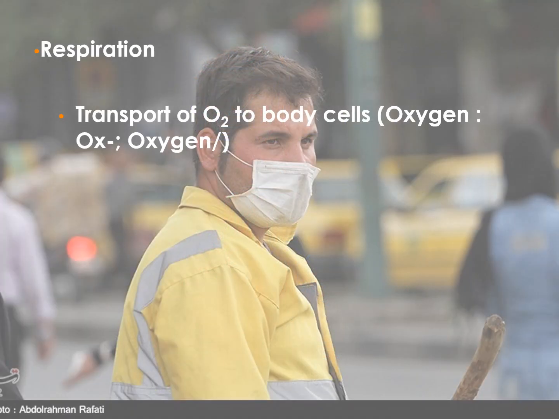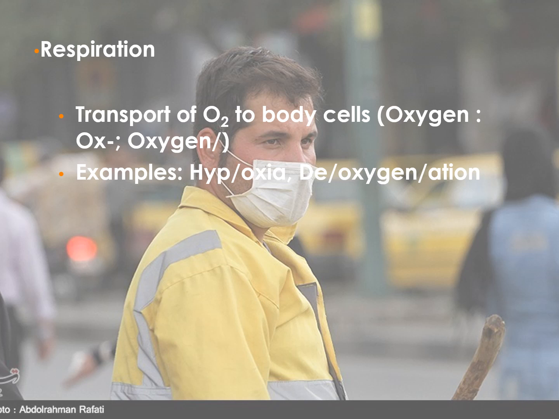So the function of the respiratory system is for respiration, and that is the transport of oxygen to the body cells. The combining form for oxygen is ox or oxygen. Examples are the ox in hypoxia and the oxygen in deoxygenation. So recall the meanings of your prefixes hypo and de. Hypo means below or decrease. De is to remove or to take away.